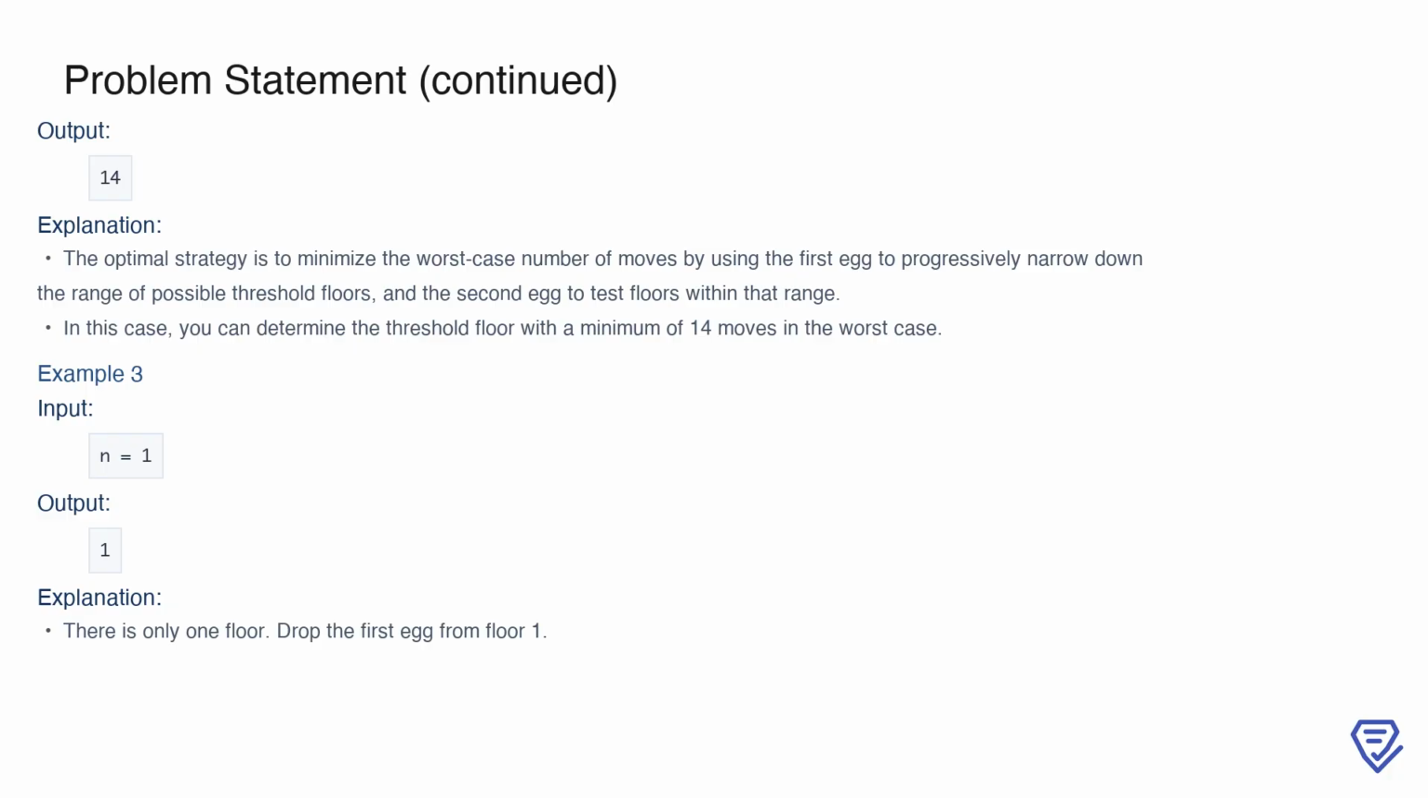You use the first egg to systematically narrow down the range of possible threshold floors, dropping it from specific floors in a way that progressively reduces the uncertainty. Then, the second egg is used to test each remaining floor within this narrowed range. By carefully selecting the floors to drop the first egg, you can ensure that the worst-case number of moves is minimized, and in this case, you only need 14 moves to find the threshold floor.